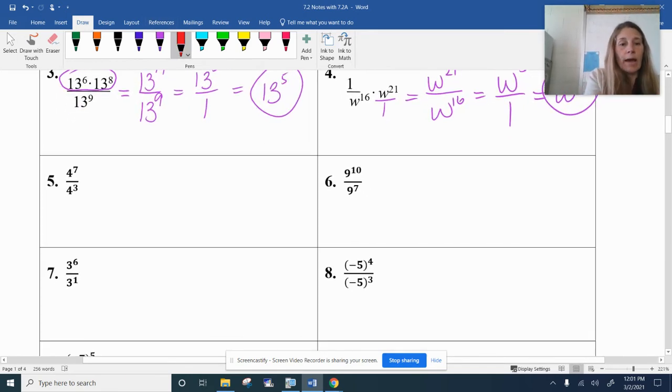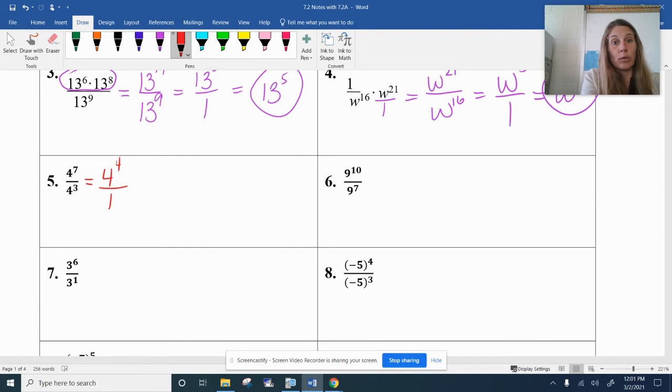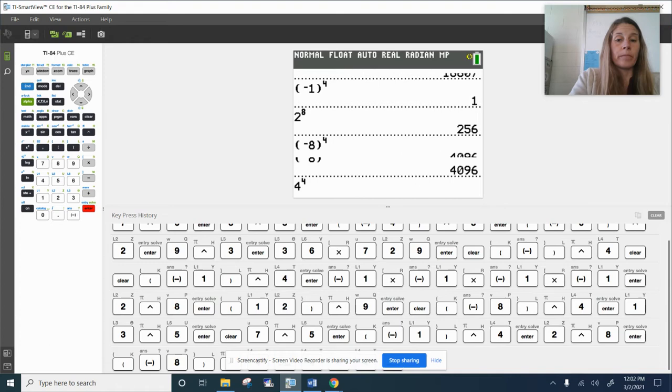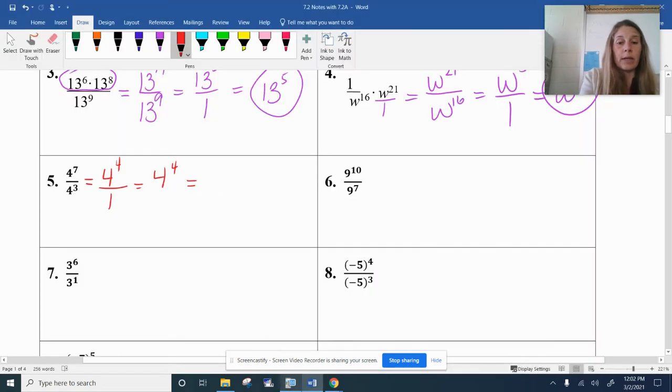Okay, number 5, 7 minus 3. We're just going to subtract those exponents there. The bigger number was on the top, so that's where the answer goes. And 4 to the 4th power. We would do that on our calculator. 4 to the 4th power is 256. Pretty reasonable answer to work out on our calculator, so we're going to write that there.